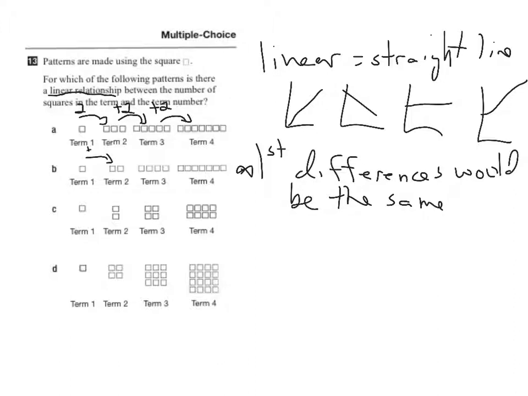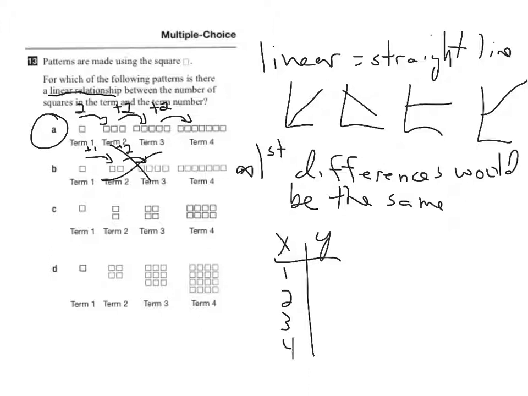Over here, I increased by 1. Then I increased by 2. So I know this one is not linear because I'm not increasing by the same amount for each term. And same with C and D. So that means A is my answer. If I had a table of values, let's say term 1, I could see that my differences are the same on both sides.